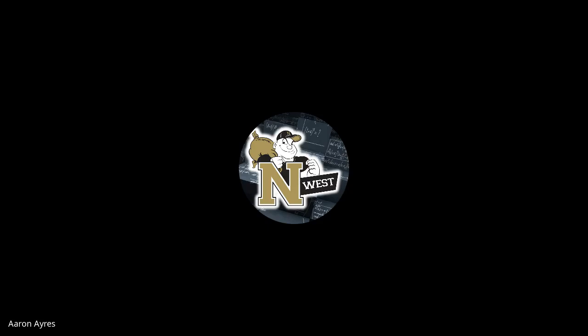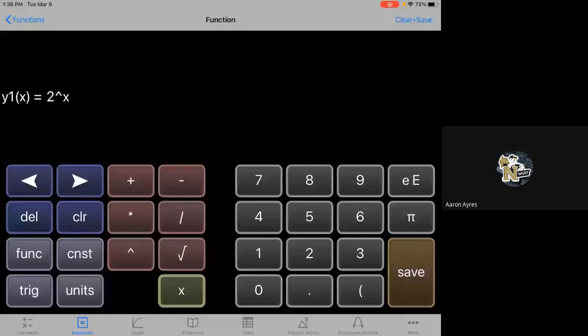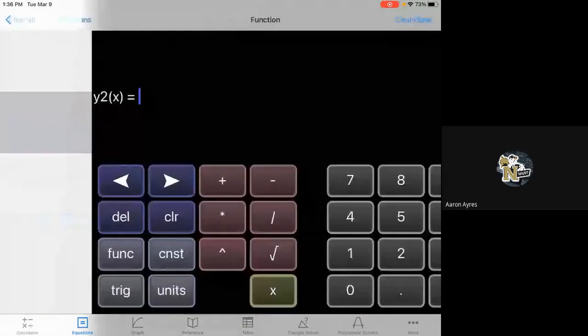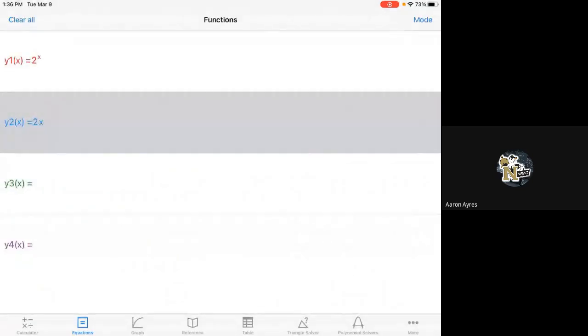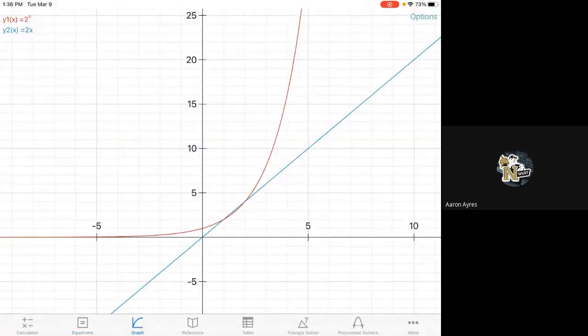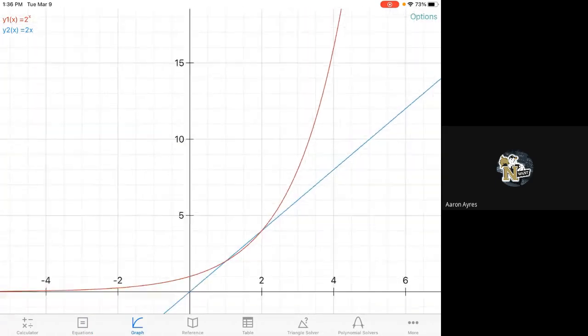Wait a minute, I want to make sure the colors match up. So this has to be 2 to the x, okay? And the other one is 2x, correct? All right, if I go to my graph, check this out. There they are, right? Okay, so I'm going to really zoom in on that area between 1 and 2.